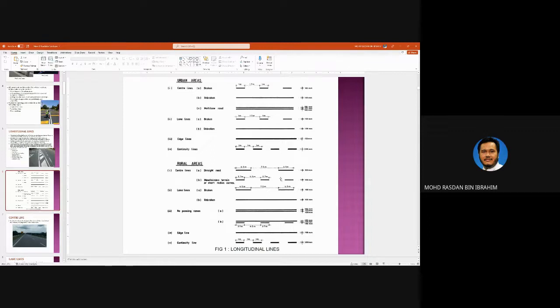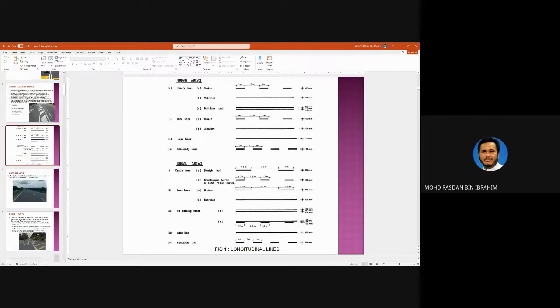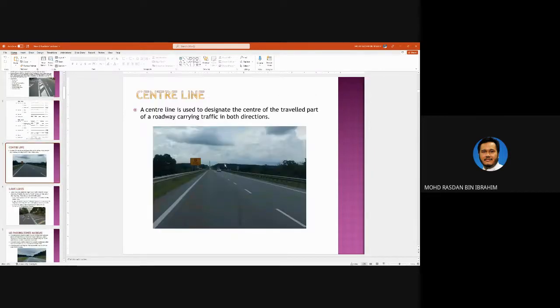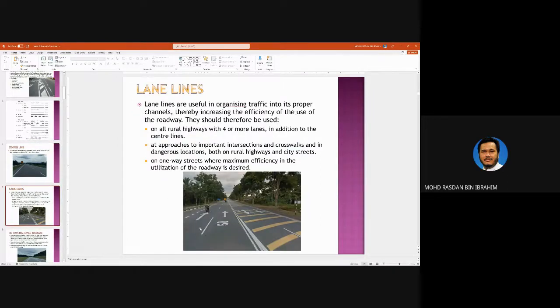Okay. No passing zone. Continuity lines, 1 meter, same. Okay. So these are what we refer to as center lines. They are used to designate the center of the travel part of the roadway, carrying traffic in both directions. And lane lines are the lines used to distinguish different lanes on the same side of the direction. So lane lines organize traffic and increase efficiency.